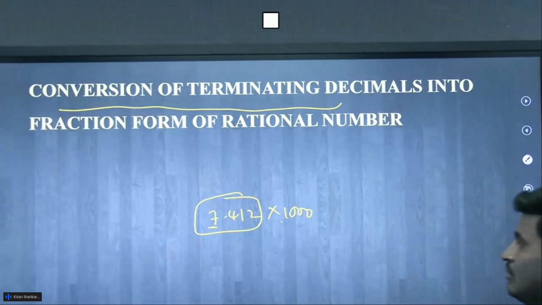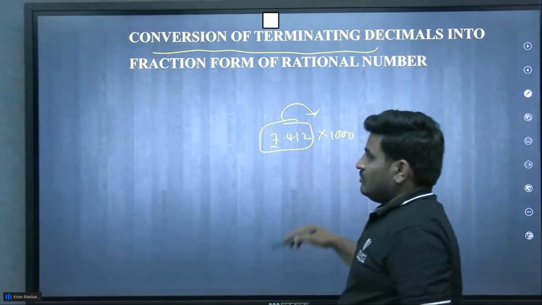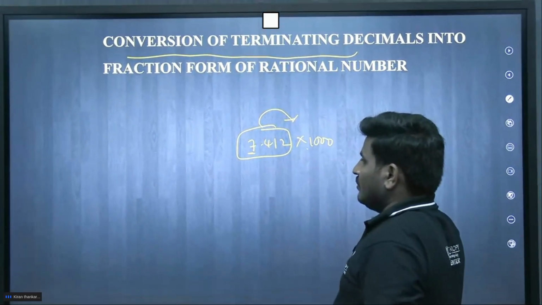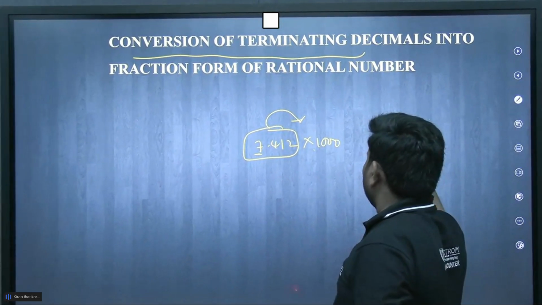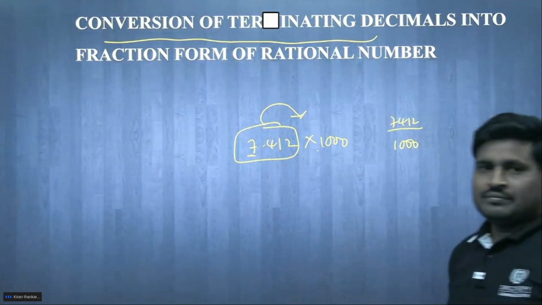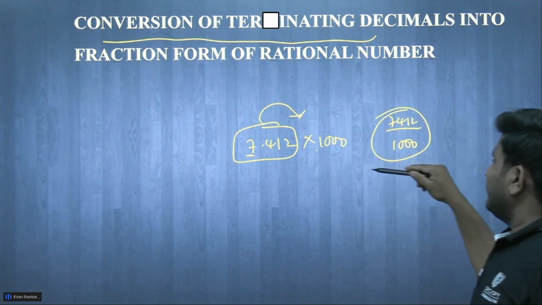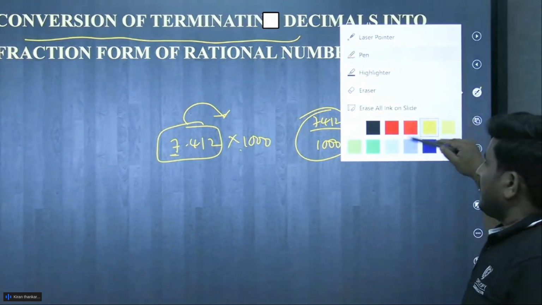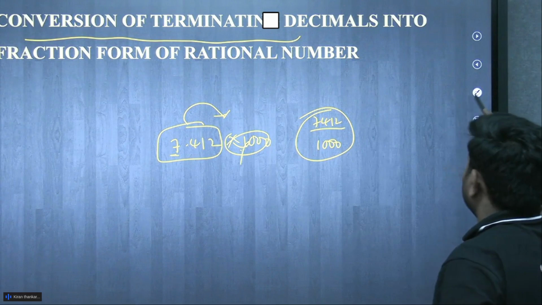Now here, when converting decimal numbers into fractions, let us take that 7412 is divided by 1000. So it is the conversion of the decimal number. Both forms are equal.